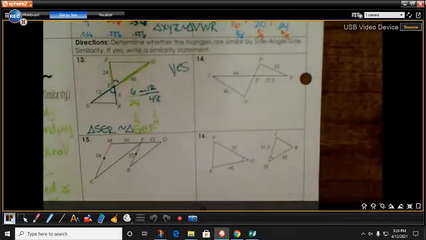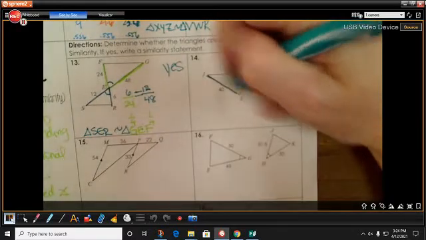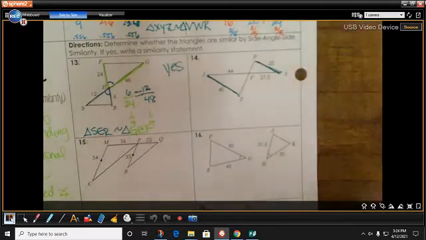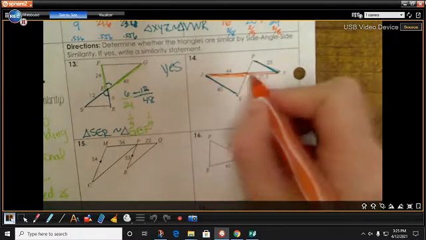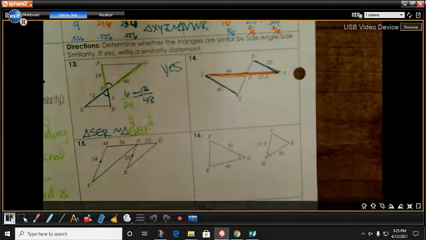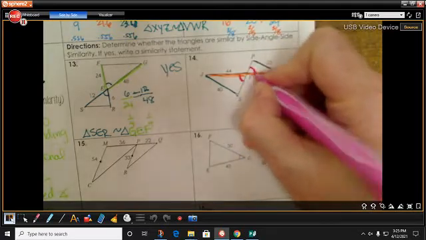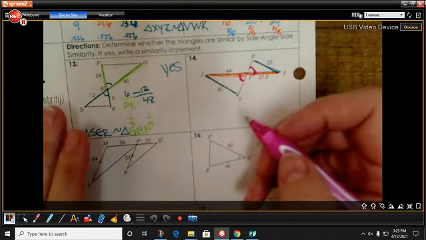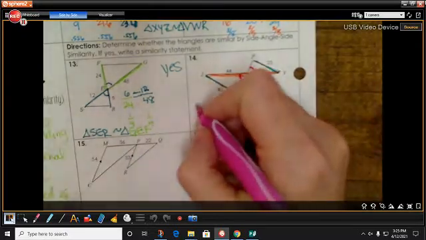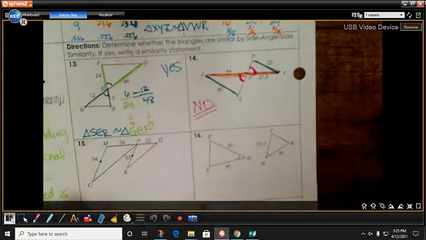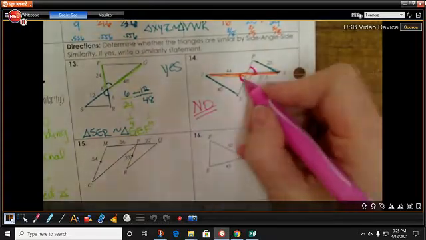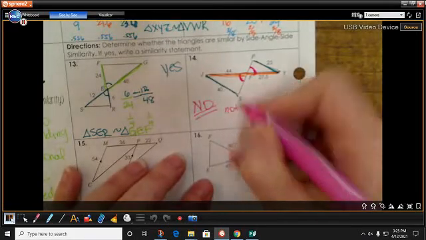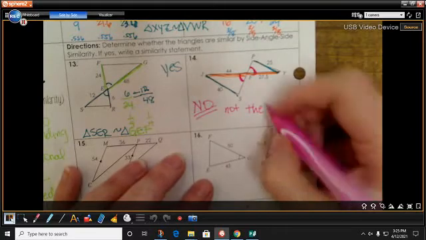For number 14, I have this side, which will be contained with this side. Those two sides will be corresponding. And these two sides will be corresponding. And then I know that these two angles are congruent because they are vertical. But already I can say that I don't know if these are similar or not because this angle is not included in between the two sides I know. It's not the included angle.